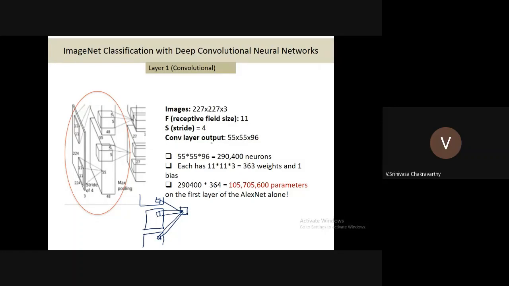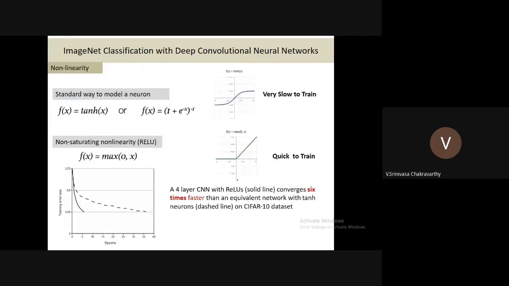The first hidden layer had 96 feature maps, each of size 55 by 55. There are totally, in the first hidden layer, 55 by 55 by 96 neurons, that is about 290,000 neurons. Each of them has a kernel of size 11 by 11 by 3 and one bias term. So the very first hidden layer itself has so many weight parameters: 290,000 times 364, that is 105 million weight parameters. That gives an idea of how large this network is.